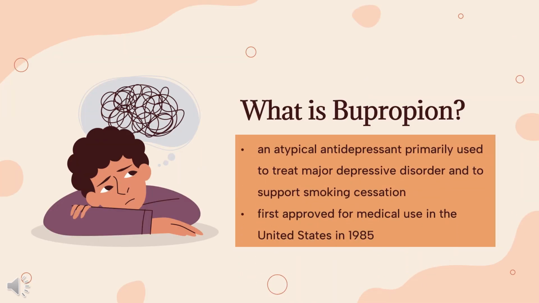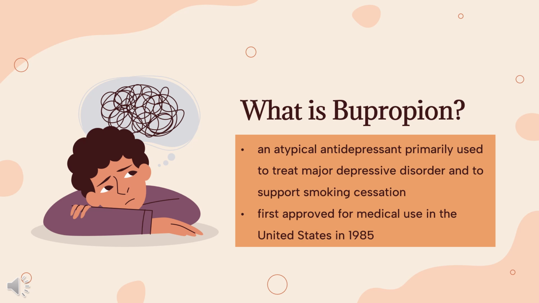What is bupropion? Bupropion, sold under the brand name Wellbutrin among others, is an atypical antidepressant primarily used to treat major depressive disorder and to support smoking cessation. Bupropion was invented by Nariman Mehta, who worked at Burroughs Wellcome, in 1969. It was approved for medical use in the United States in 1985.